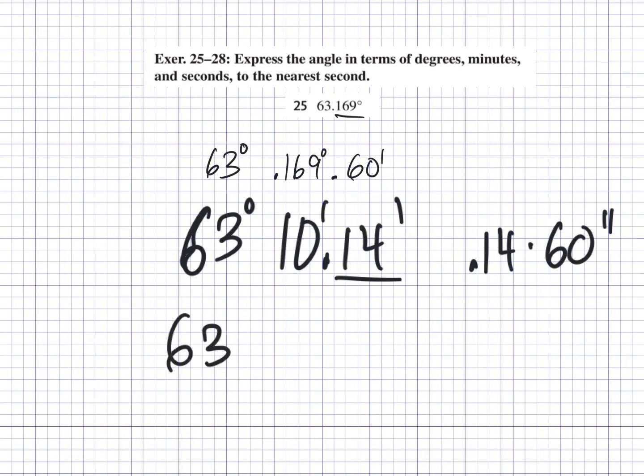So we're going to have 63 degrees, 10 minutes, and how much is 0.14 minutes in terms of seconds? So you're not multiplying by 3600. Okay, you're taking a minute and converting it into seconds. So that's why you're multiplying it by 60. So 0.14 times 60, and that gives you 8.4 seconds.